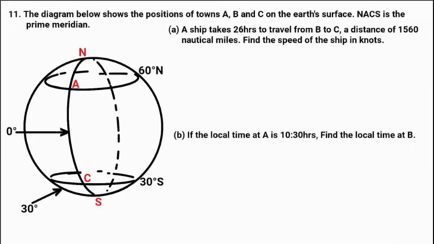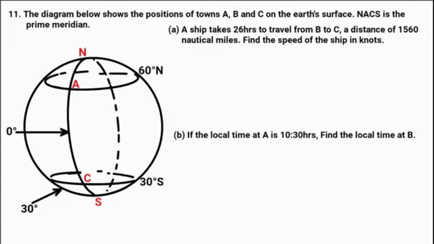Okay, so question 11 was as follows. The diagram below shows the position of towns A, B, and C on the Earth surface. ACS is the prime meridian. A ship takes 26 hours to travel from B to C, a distance of 1,560 nautical miles. Find the speed of the ship in knots.